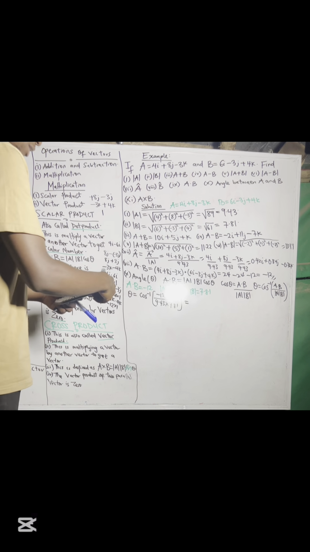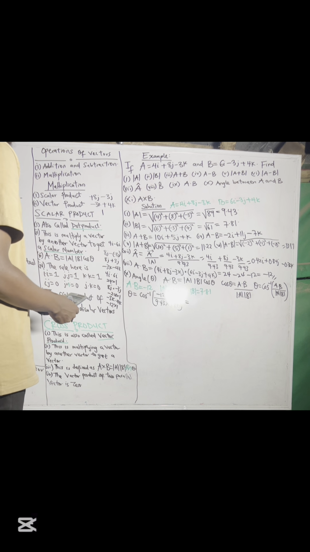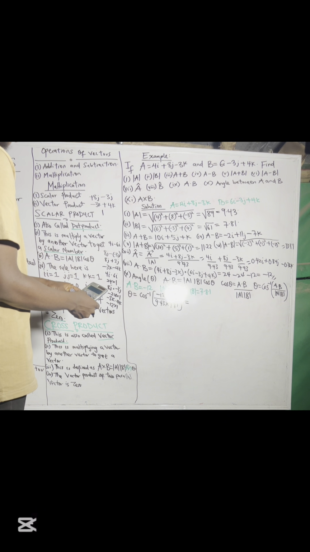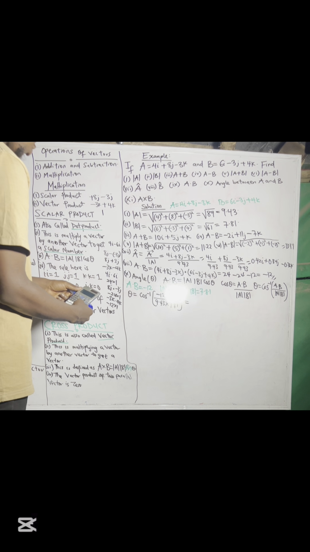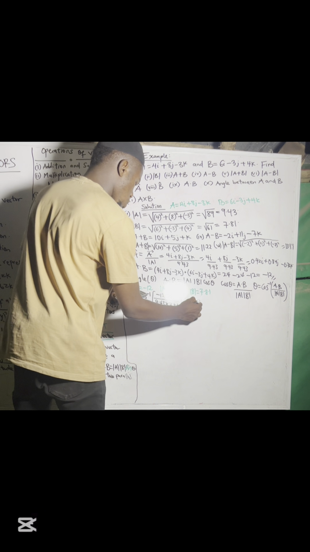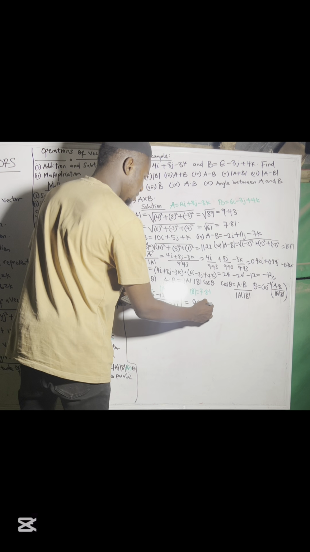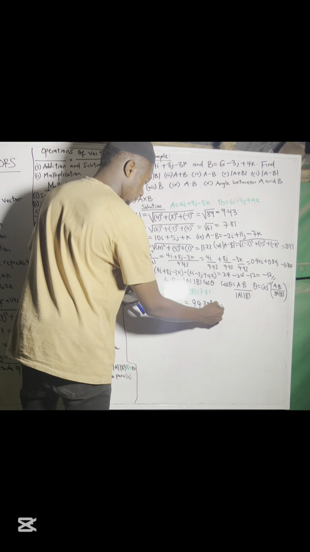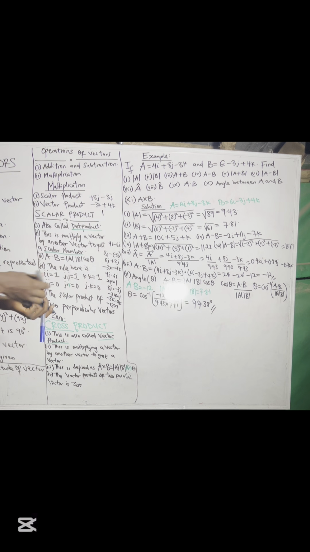Therefore, guys, if you bring out your calculator, press shift cos, press the fraction button, press minus 12, control the cursor down, then press 9.43 multiplied by 7.81. Then control the cursor up and close the bracket, then press equals, and your theta equals 99.38 degrees. So that is the angle between the two vectors.